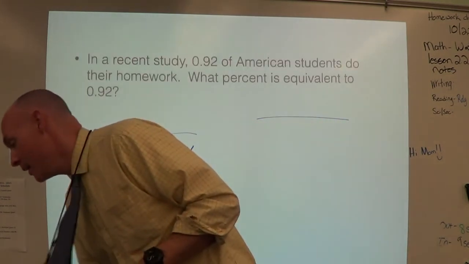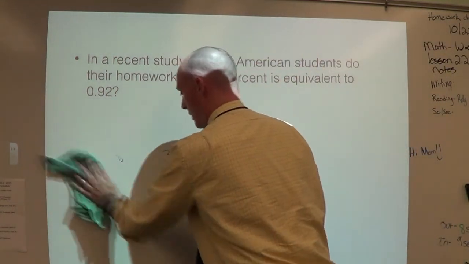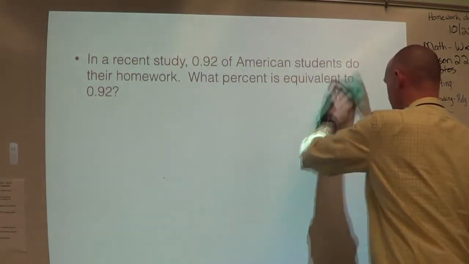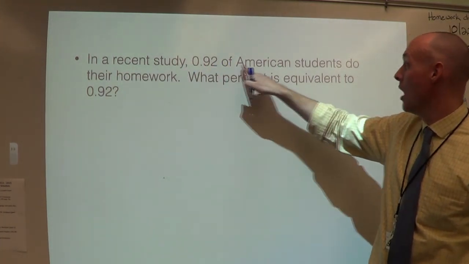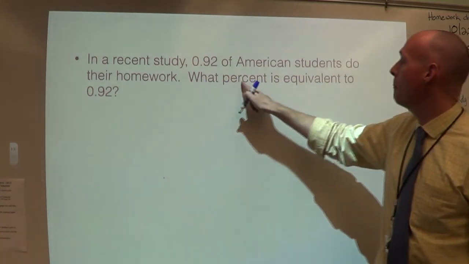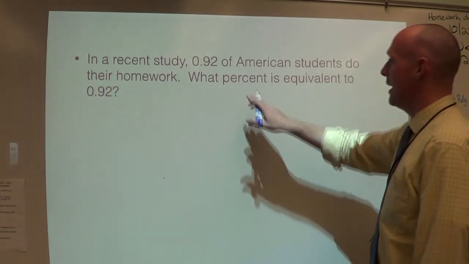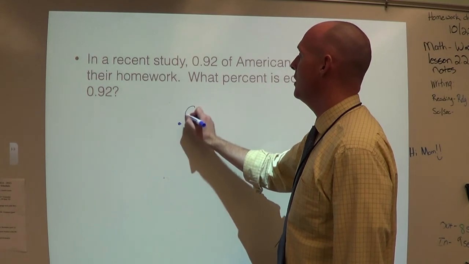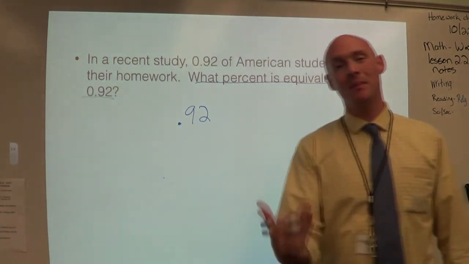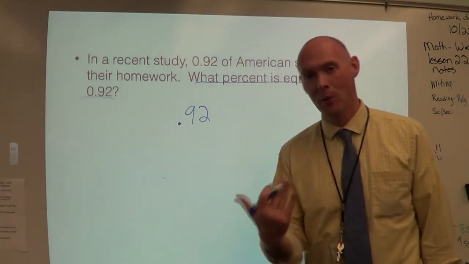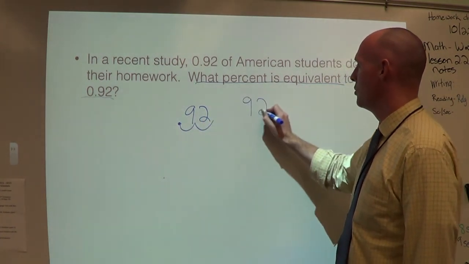One more thing. You may come across a word problem or 2. And here's an example of a word problem. In a recent study, decimal point 92 or 92 hundredths of American students do their homework. What percent is equivalent to decimal point 92 or 92 hundredths? So it's basically just asking, 92 hundredths, what percent is equivalent to that? So basically it means turn that into a percent. We can do it. Move the decimal point 1, 2, and it is 92%.